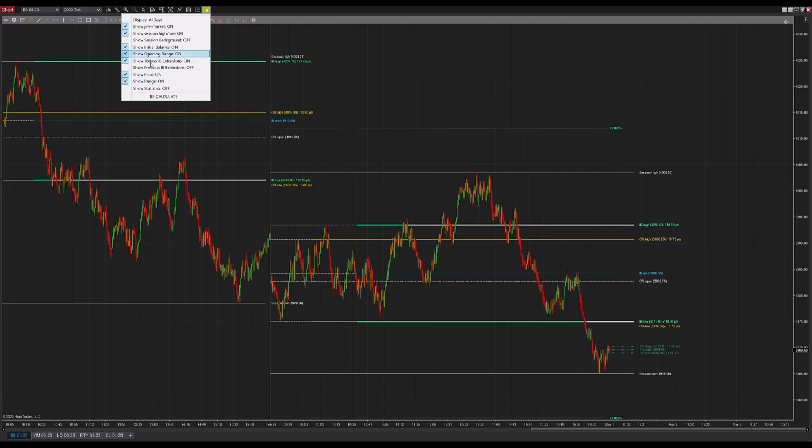Now, we give you the option to show the extensions. So it's very common. Oh, let me get that back on. Very common for the market to move to extensions. So you see today we didn't quite make the 100. We made approximately 50 of it.